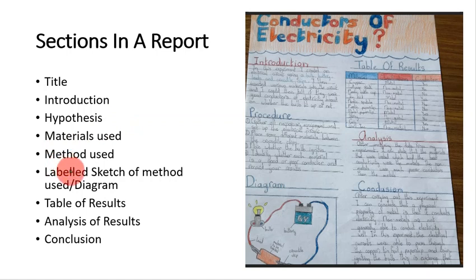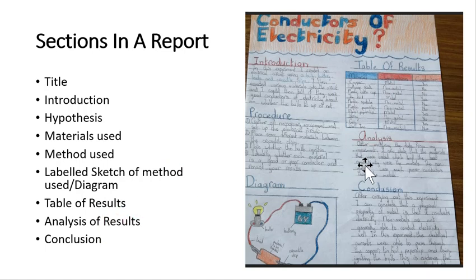It's always a good idea then to have a labeled sketch of the method used, or a diagram. It just gives you something to look at, we're very visual, and you can see roughly what the experiment is about. You always want to have a table of results. When you carry out your investigation, you're going to generate a table of results, like we have here. Then you want to look at the table of results and analyze them.